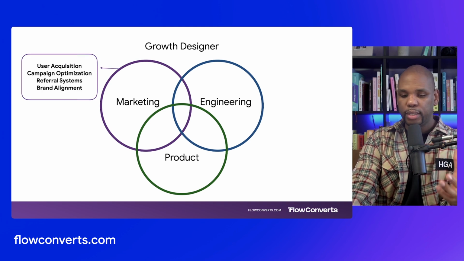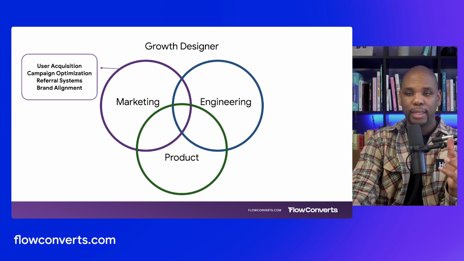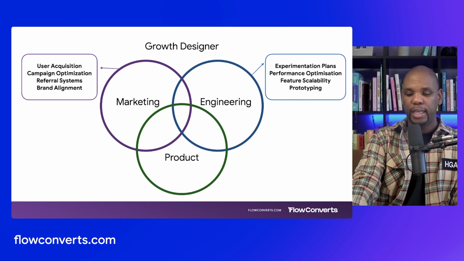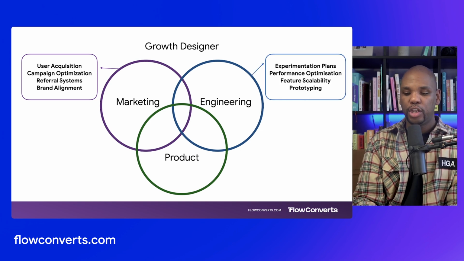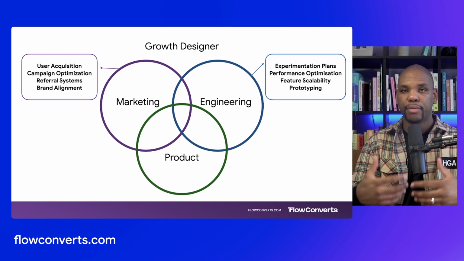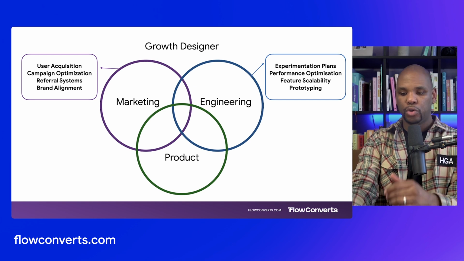On the marketing side, this is about user acquisition, customer optimization, referral systems, and brand alignment, and making sure that all of these come together to help you in your experimentation. On the engineering side, you're going to be clear on what experimentation plans you are doing. How do you do performance optimization? How do you have feature scalability and prototyping embedded into what you are doing as well?